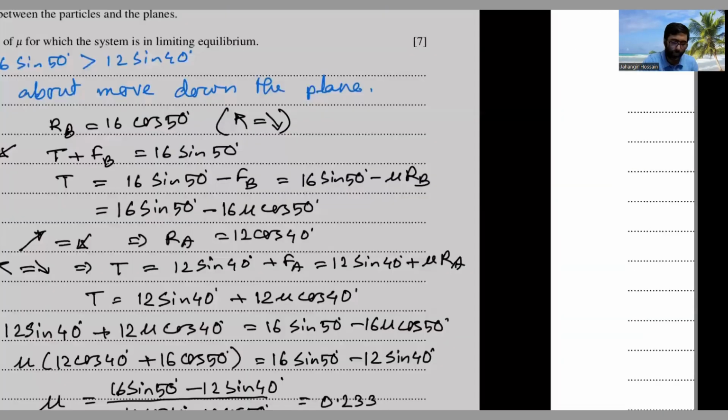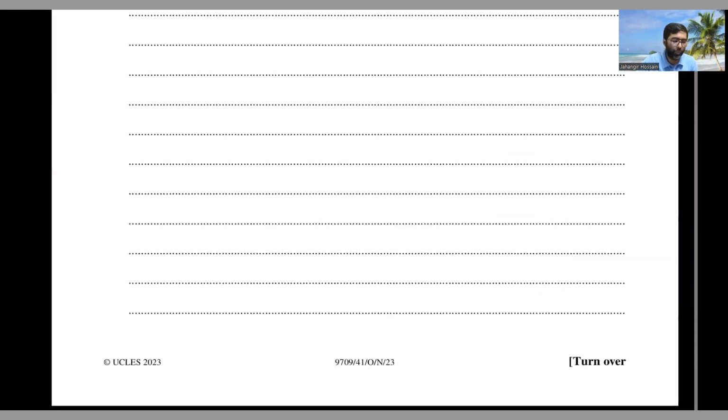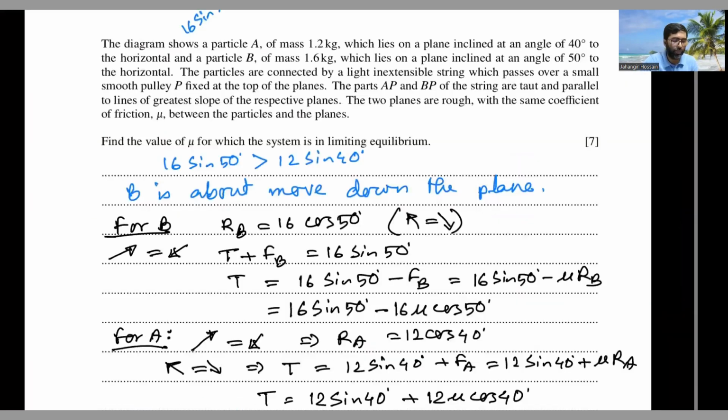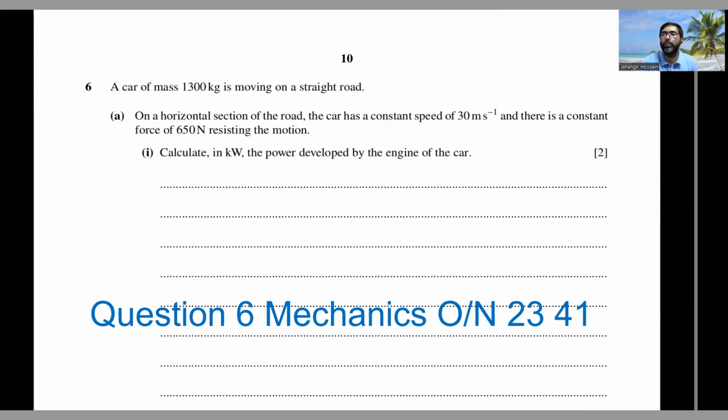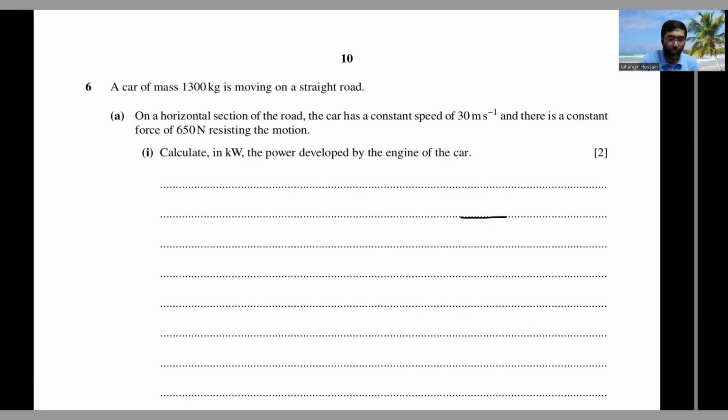Is there any further part to this question? No. So, the next question is question 6. In question 6, a car of mass 1300 kg is moving on a straight road. On a horizontal section of the road, the car has a constant speed. There is a constant force of 650 Newton resistance to motion.